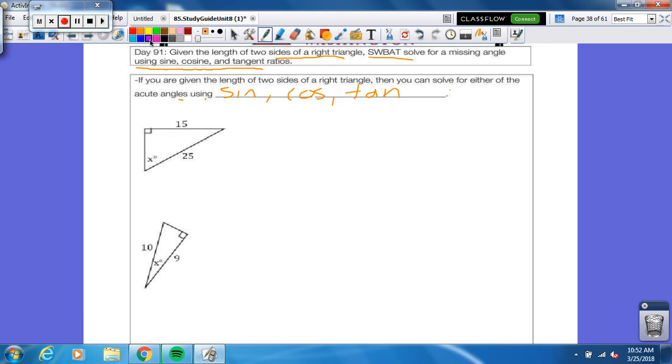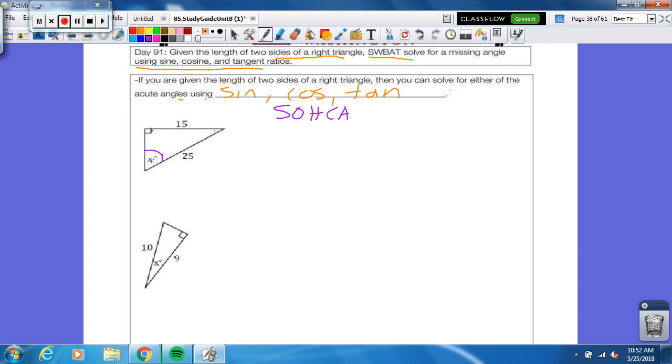Okay, so we can solve for either of these two acute angles. This is the right angle, and this is the acute angle right here that it's asking for. Why? Because it has x. So that's my focus. I could solve for either one, but I'm just going to solve for this one. This one's x. Okay, so let's label it. Well, first let's do this.